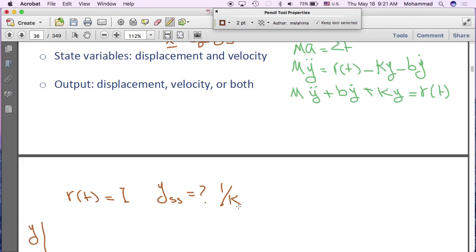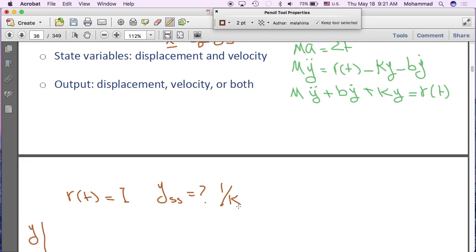So velocity and acceleration and any higher derivative of y all have to be equal to 0 in order for that point to be a steady state. So if you set y double dot equal to 0 and y dot equal to 0, the only equation you're left with is k y equals r(t). Now if r(t) is 1, your y steady state is 1 over k. If r(t) is 2, your y steady state is 2 over k. Do you see that? So you gave me the correct answer, but we want to approach it from the differential equation. Why is it from the differential equation?